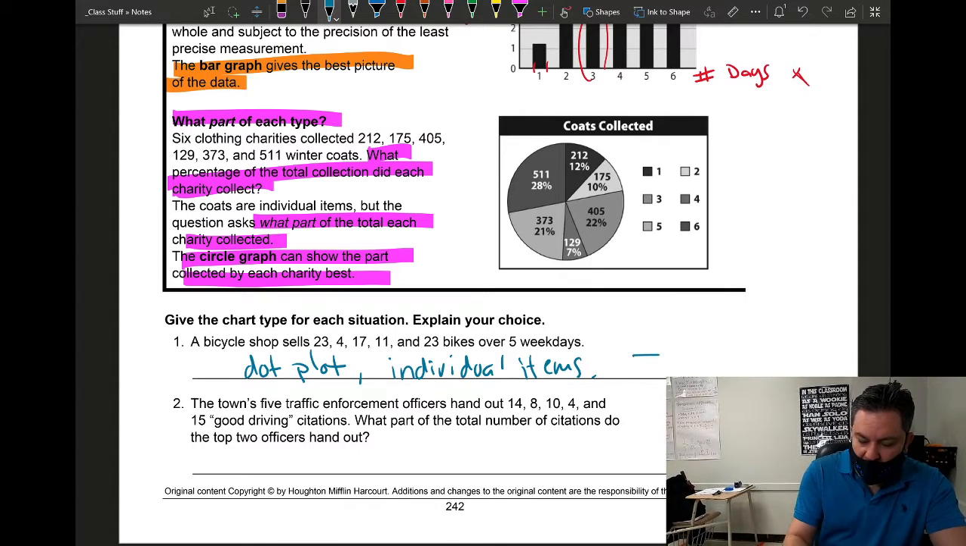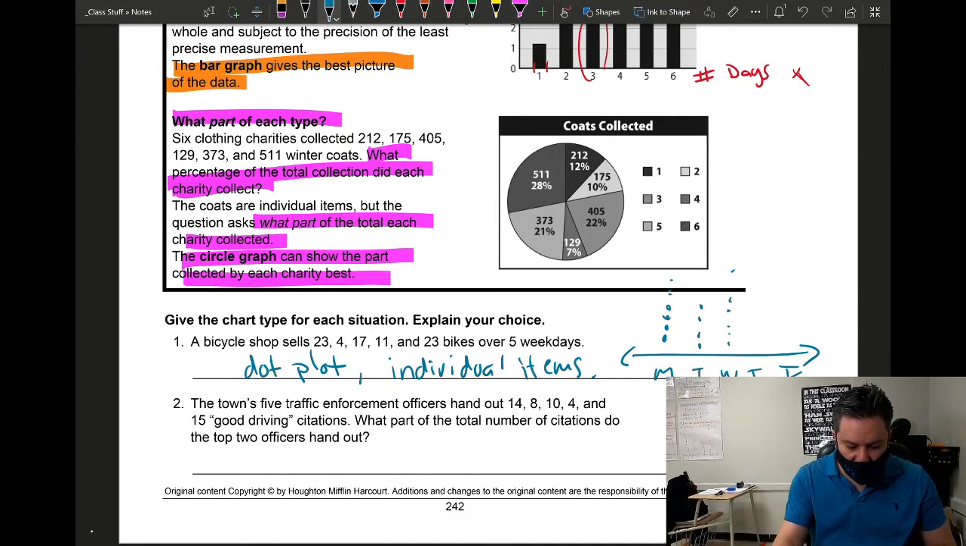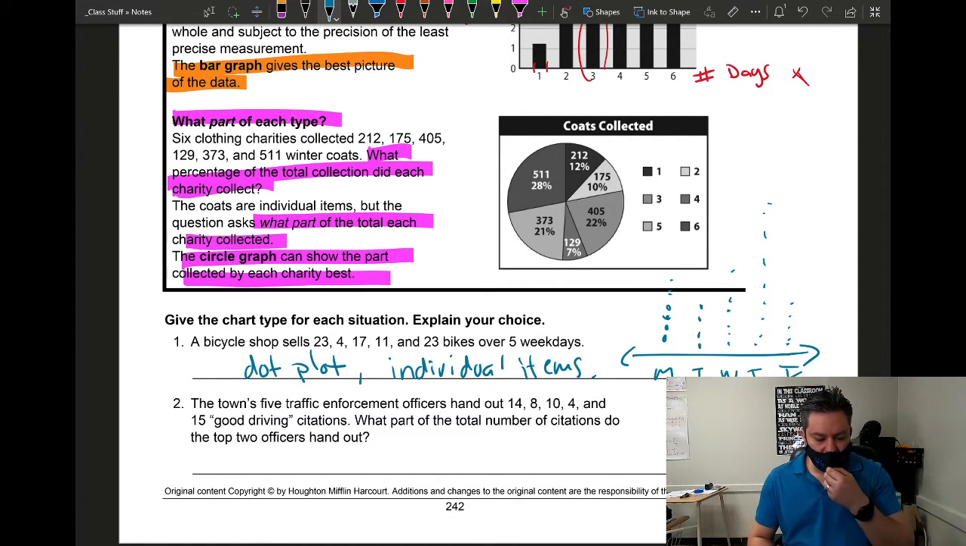And you can draw a dot plot like this. For example, this is Monday, Tuesday, Wednesday, Thursday, and Friday. And on this one, you do 23 dots up. And then 4. Then 17. Whatever it is. And then 23 again. 11. Whatever the case may be. That's how you do a dot plot.